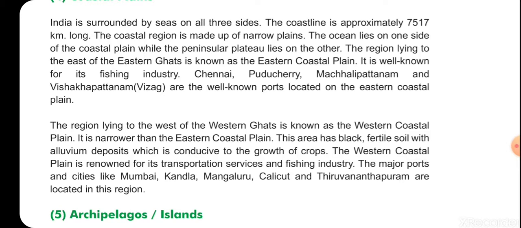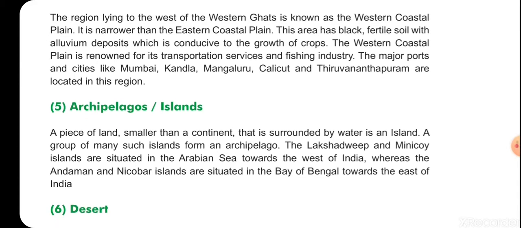The western coastal plain is narrower, smaller than the eastern coastal plain. It is fertile because it is formed of black soil and alluvium. It is useful for transportation and for fishery. Some famous ports and cities on this coast are Kandla, Mangaluru, Calicut, and Trivandrum. Okay, so these are the major areas that give an understanding of the coastal plains.